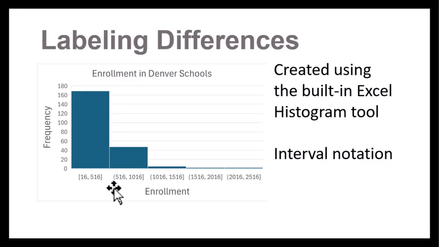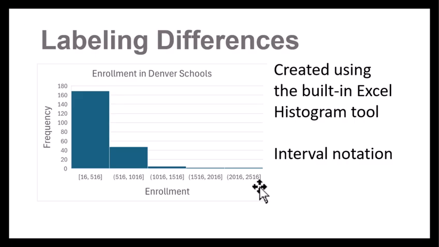The next interval is parentheses 516 comma 1016 bracket. So this is saying from 516 students up to 1,016 students, including the 1,016 with the bracket, but not including the 516 with the parentheses. And the next intervals are similar, where the lower bound is not included and the upper bound is included. Each one of these intervals has the same width. The final interval ends up ending at 2,516.